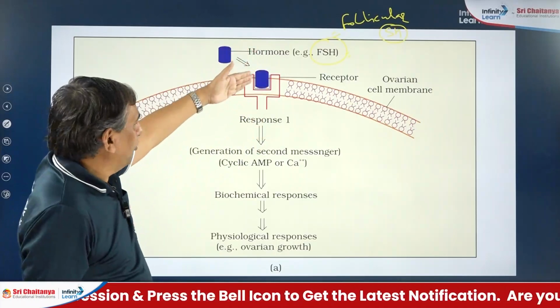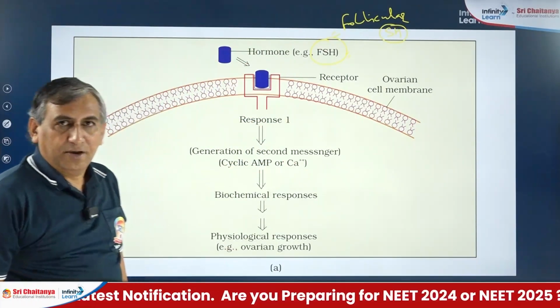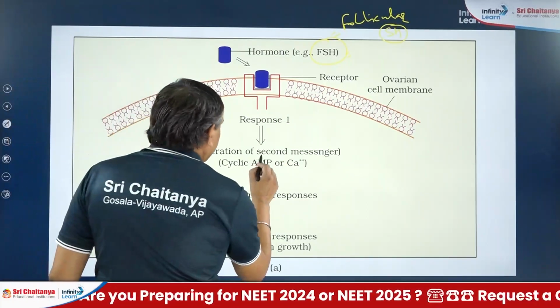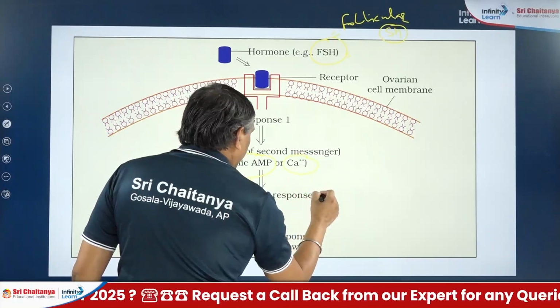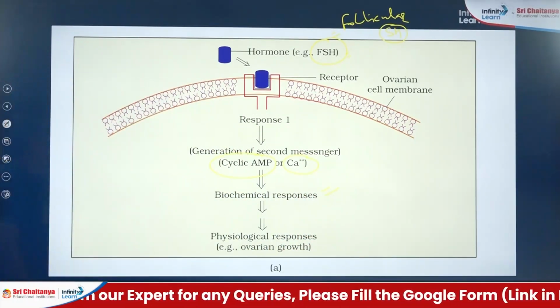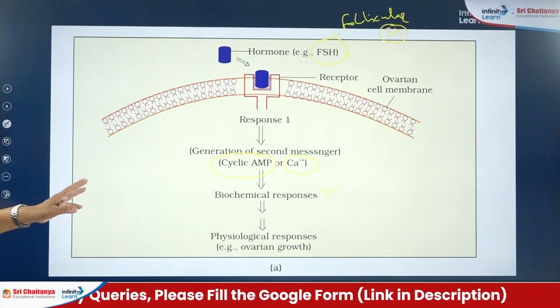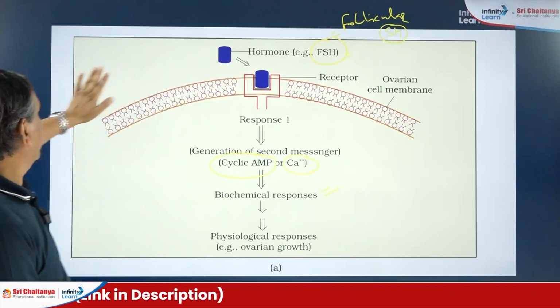So when the hormone comes, there is generation of the second messenger. What is the name of the second messenger? Cyclic adenosine monophosphate or calcium ion, and it will produce the biochemical response. Are you getting this point? So this is one example given in NCERT. They have given it with the help of FSH, a pituitary hormone.